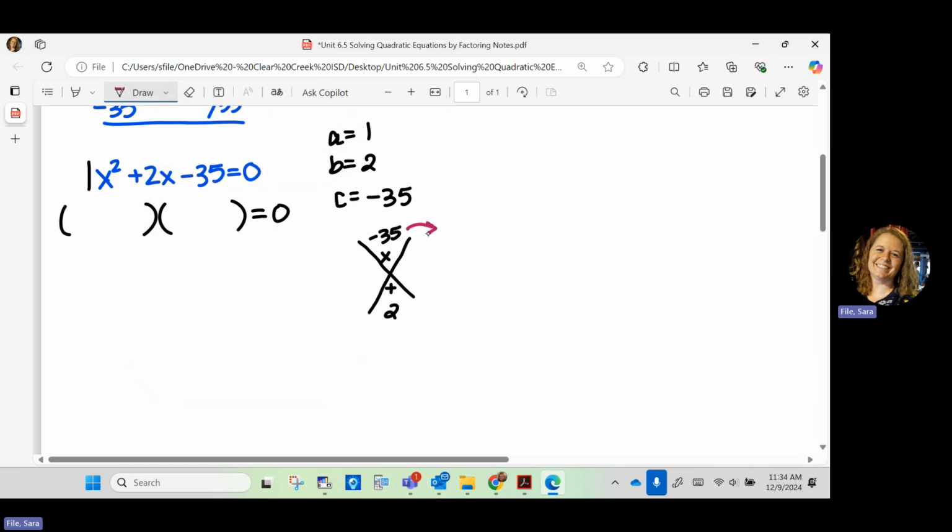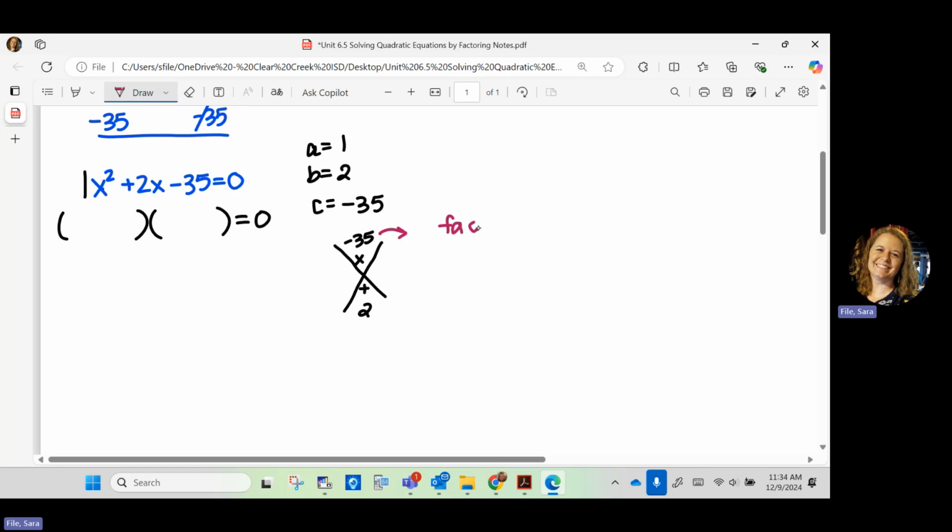Okay, so you could come over here and say the factors of 35 could be 1 and negative 35, negative 1 and positive 35, and it could be 5 and negative 7, or negative 7 and positive 5. Can y'all think of any other things that multiply to give you 35? Do any of those that we listed combine to give us 2 when we add them together? Oh, I'm sorry, I listed negative 7 and positive 5 twice. I just switched the way it should be negative 5 and positive 7.